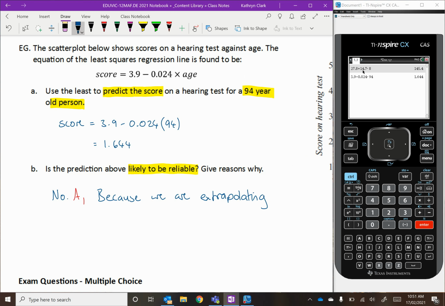And examiners want to see you use the word extrapolating or interpolating rather than saying that it's inside or outside the data range. They want you to be using the terminology here rather than talking about it being inside or outside. So using the correct terminology is important in that kind of question.